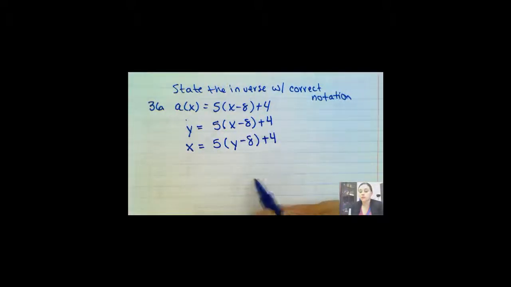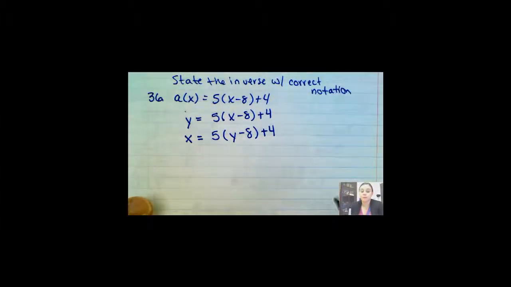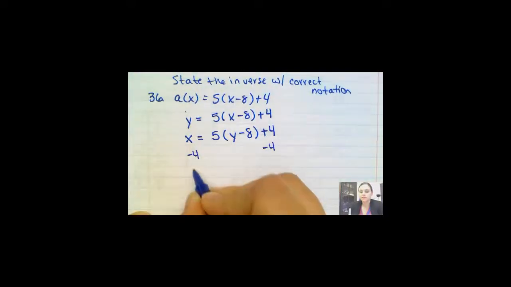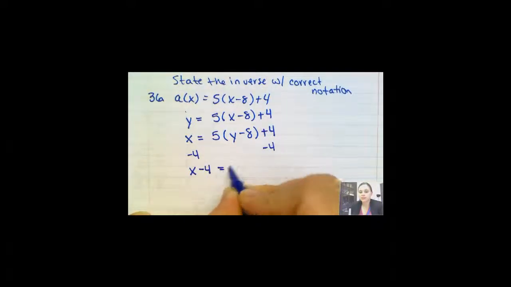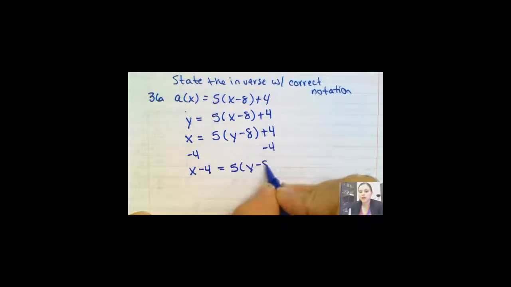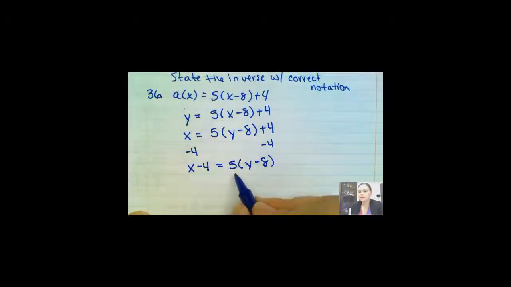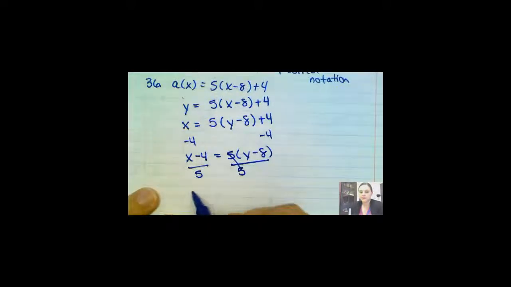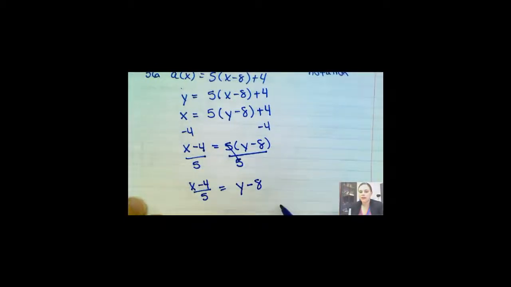And then we want to go through and solve for y, going backwards through our order of operations. So the first thing I'm going to do is subtract 4 on both sides. x minus 4, and then here we've still got 5 times y minus 8. The next step, we could distribute and continue solving, or since it's 5 times the y minus 8, we can also go ahead and divide both sides by 5 and just cancel that 5 out. So on the left side, we have x minus 4 divided by 5. And then on this side, we've also got y minus 8.